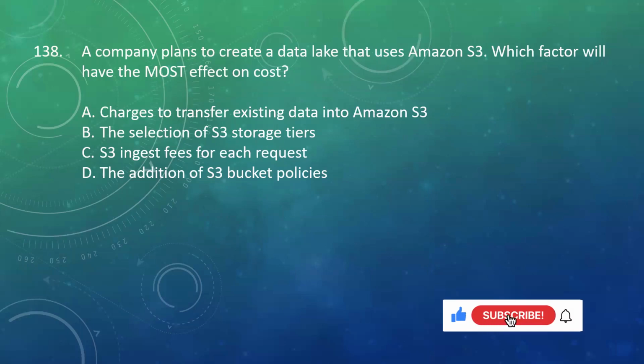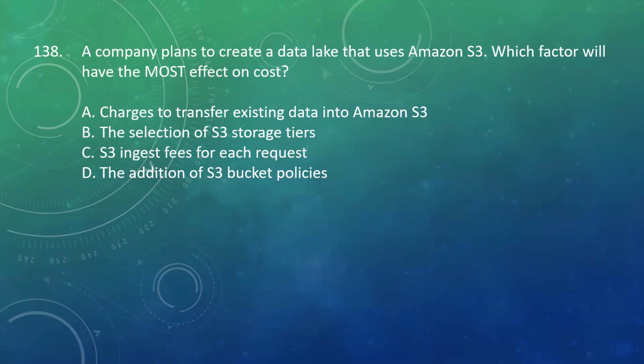Your options are charges to transfer existing data into Amazon S3, the selection of S3 storage tiers, S3 ingest fees for each request, the addition of S3 bucket policies. Now you need to choose the option which will have the most effect on cost. There can be multiple options which have an effect on cost, but you need to choose the one which has the most effect.